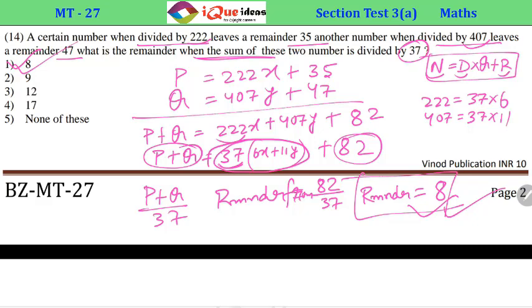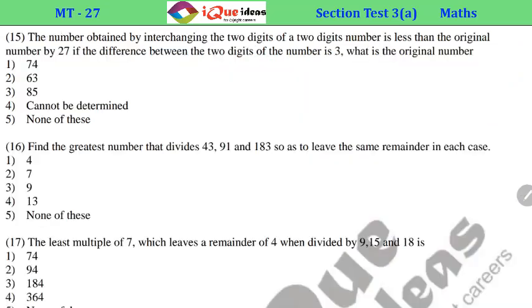Alright. Now let's take up the next question. This question says the number obtained by interchanging the two digits of a two-digit number is less than the original number by 27. So the new number is less. Let's say the original number is xy, so the new number will be yx. The question is saying xy minus yx is equal to 27.